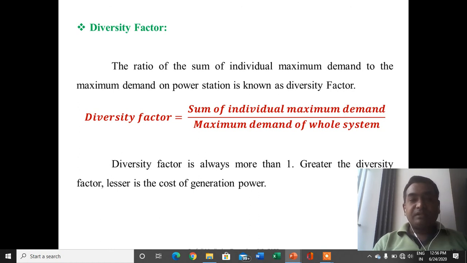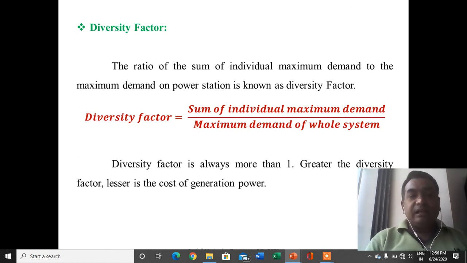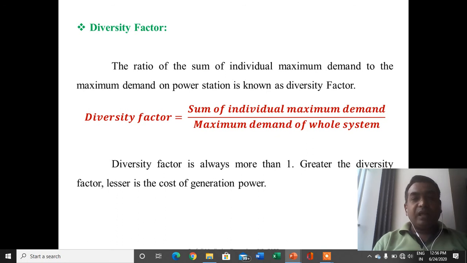Demand factor and diversity factor are both related to electrical load, and their use is very important in the design of an electrical installation. But the difference is that demand factor is concerned with an individual load, whereas diversity factor is concerned with a group of loads. That is why it is known as a diversity factor.